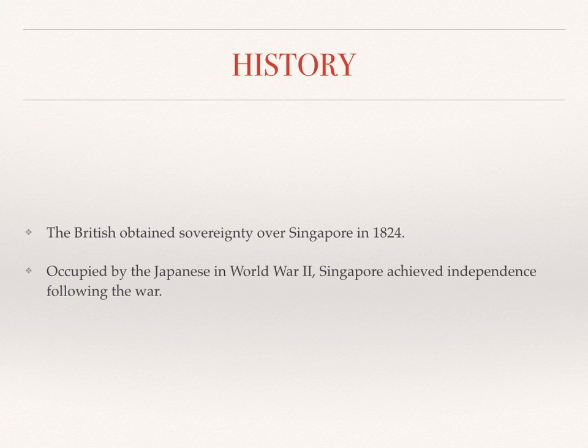History. The British obtained sovereignty over Singapore back in 1824. It was a British colony. It was then occupied by the Japanese in World War II, and then Singapore achieved its independence following the war.